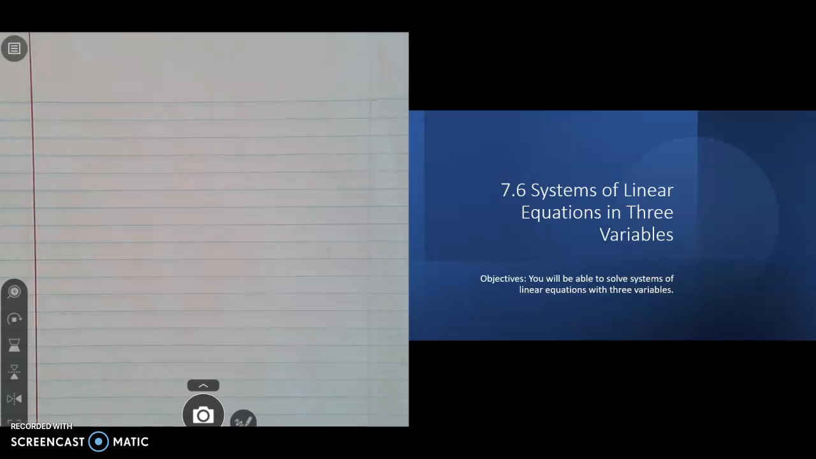Hi everybody, welcome to 7.6, Systems of Linear Equations in 3 Variables. Hopefully by the end of this you will be able to solve systems of linear equations with 3 variables.